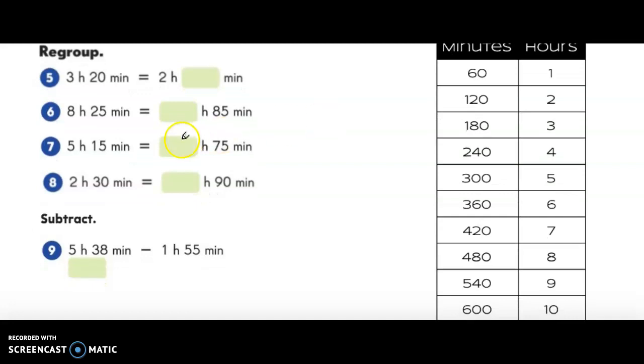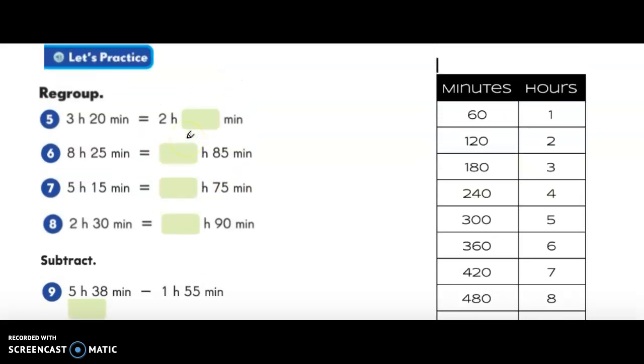So for numbers 5 through 8, I'm going to show you number 5 so you know what you're doing. So 5 through 8, you are just regrouping like what we are practicing. So if you take a look, remember when that equal sign is there, you want to read it across all the way like a sentence. Don't stop when you get to that equal sign. So 3 hours 20 minutes equals 2 hours blank minutes.